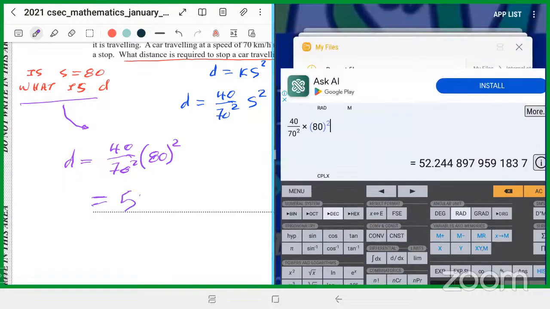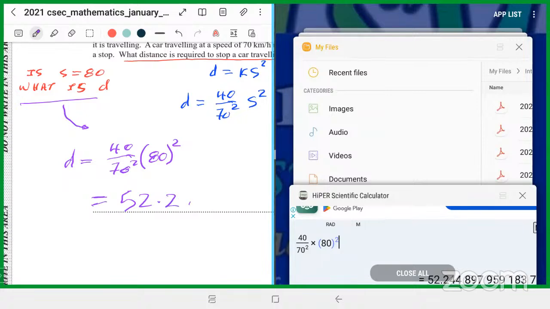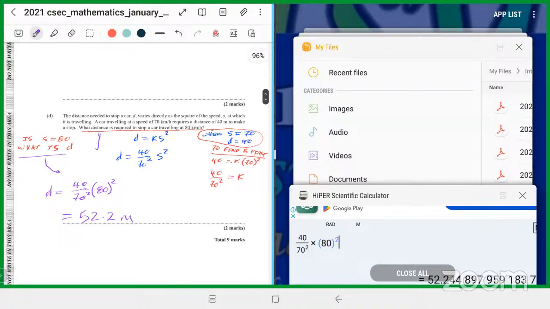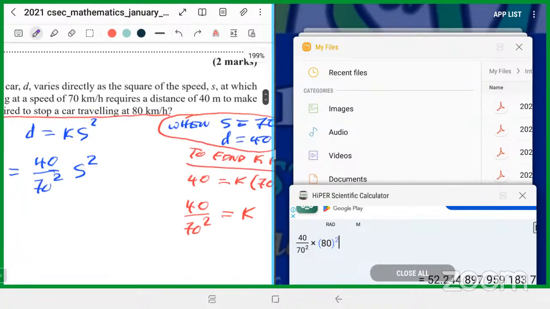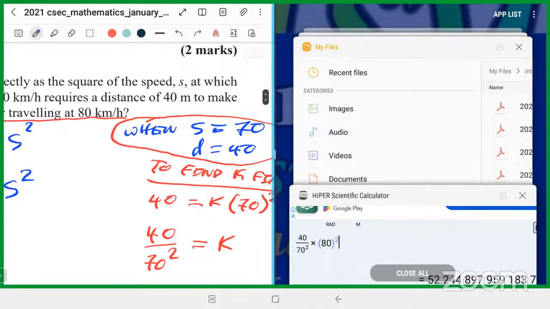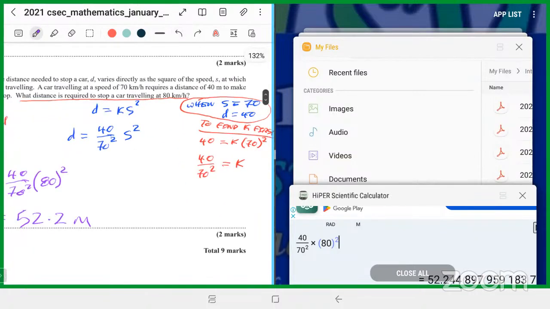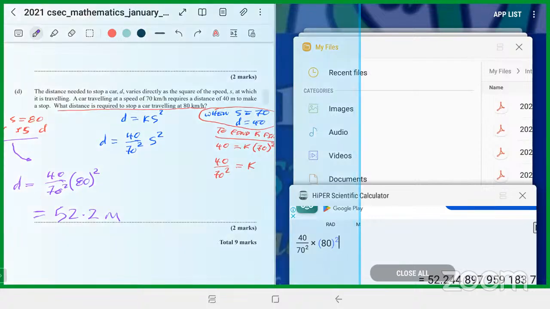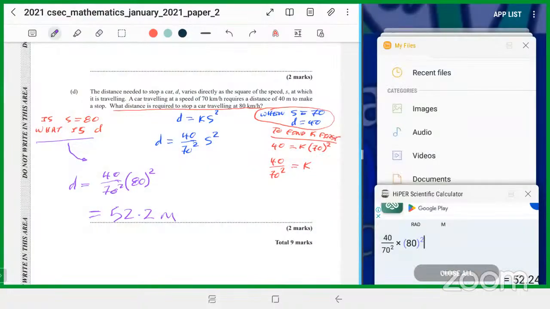52.2 meters. So I'm going to find that distance. What distance? Distance in this question, in meters. I didn't know it's meters, but this question gave us 40 meters as the distance for that information. That is it. The direct variation question we just did.